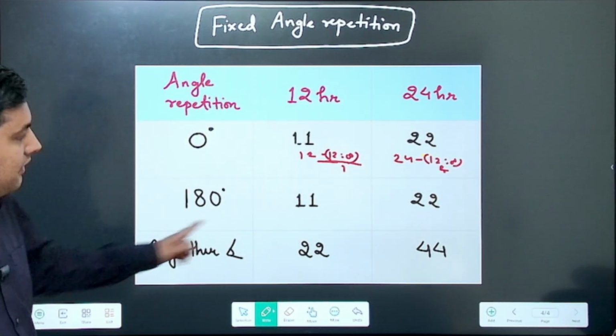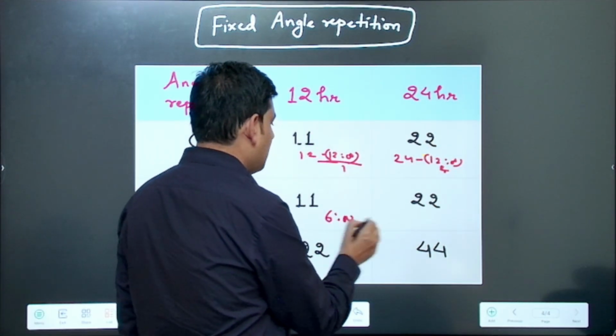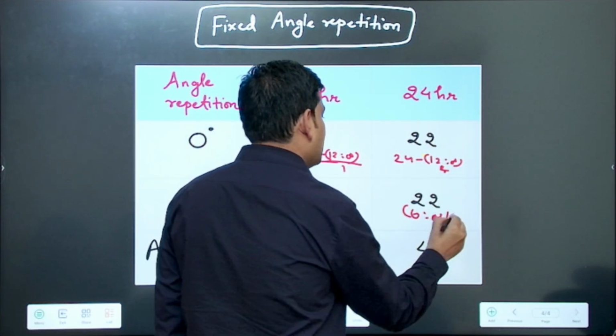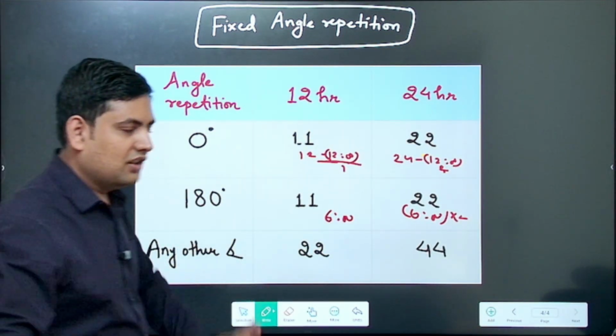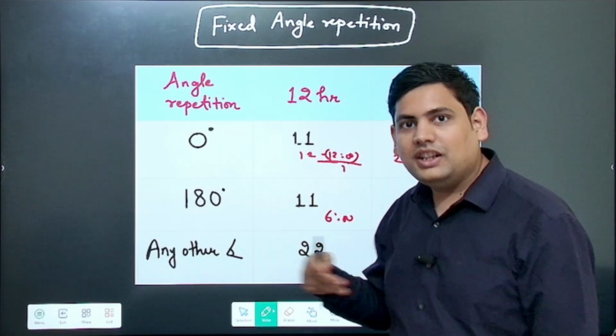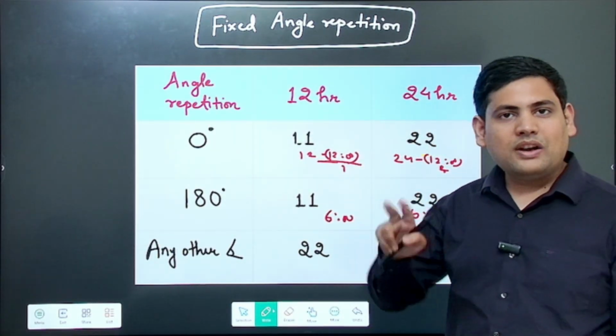Understood? Similarly for 180 degree, same reason. You have to subtract 6 here also and 6 here also. Here 6 will come twice, so I have subtracted 2. Then any other angle, 90, 30, 60, whatever angle, it does not matter. It will be exactly same. That is 2 you have to subtract here.